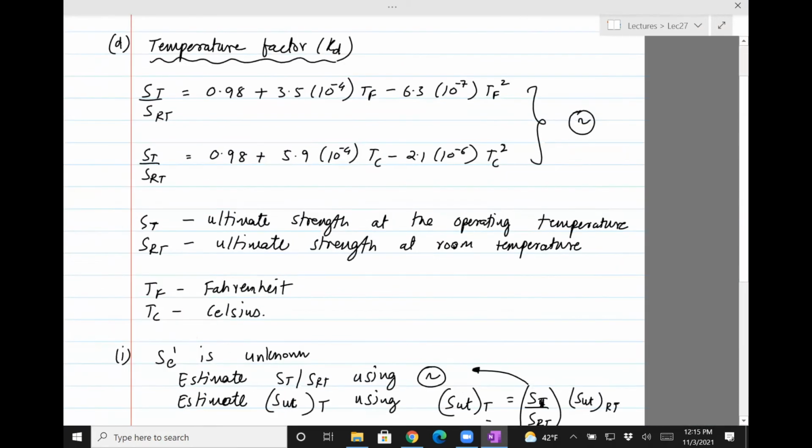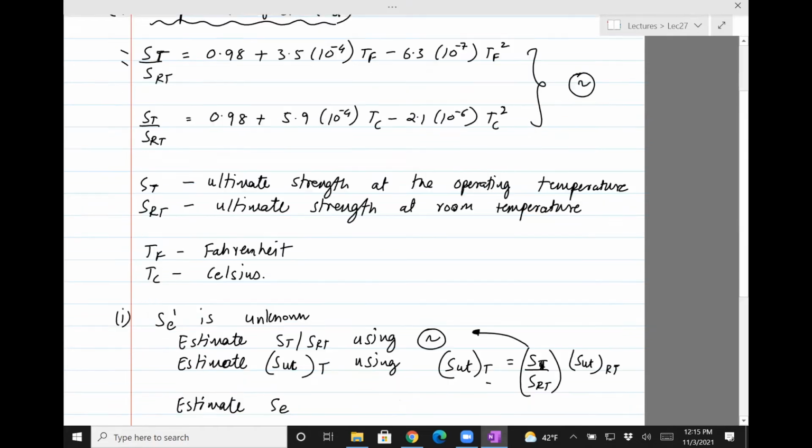Okay, so what we need to do is, there is this factor which basically gives us the ultimate strength at operating temperature T divided by the ultimate strength at room temperature. RT is room temperature. Okay, and the top formula is for Fahrenheit scale, and the bottom one is Celsius. Clearly, we want the top one. So that's the first part. How do you find the ultimate strength as a function of room temperature and the temperature T?